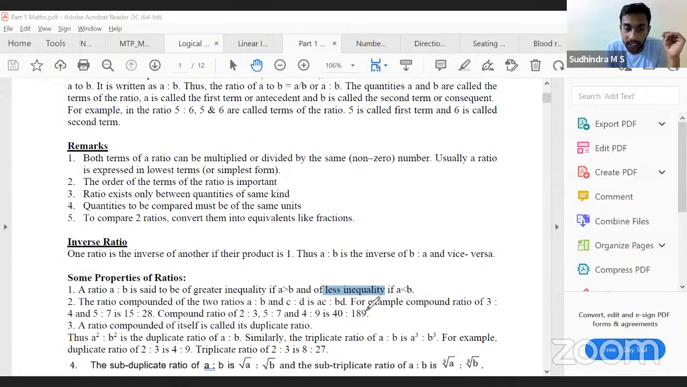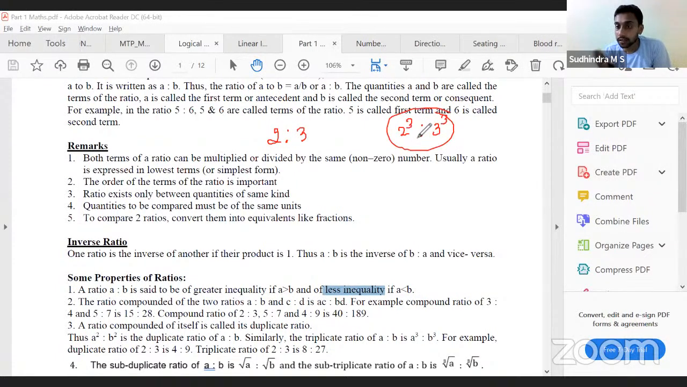So 40:189. A ratio compounded with itself is called a duplicate ratio. So 2:3. If 2:3 gets compounded by 2:3, we get 4:9, which is nothing but 2 square is to 3 square. That is called a duplicate ratio. If it gets tripled, that is cubes, 2:3, cubes of those terms, 2 cube and 3 cube, we call it a triplicate ratio.